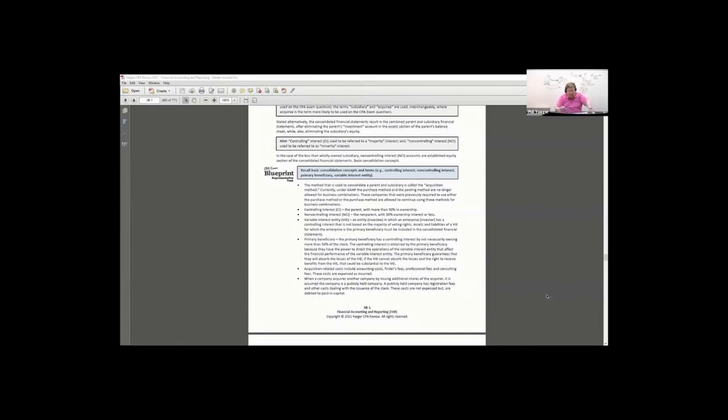Now let's read the definition here. The primary beneficiary has a controlling interest, but not by owning more than 50% of the common stock. So this is a way you can control the company without owning more than 50%. Go down to the last sentence of this paragraph. The primary beneficiary will have control of the company if they guarantee that they will absorb the losses of the variable interest entity, and if the variable interest entity cannot absorb the losses, they have the right to receive the benefits from the company.